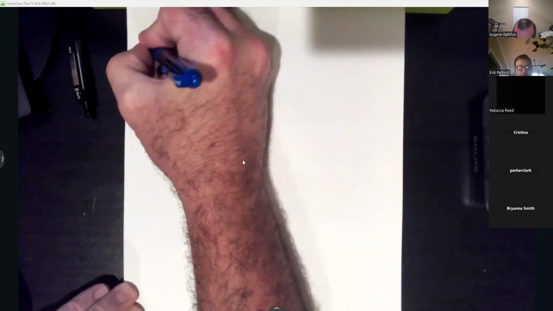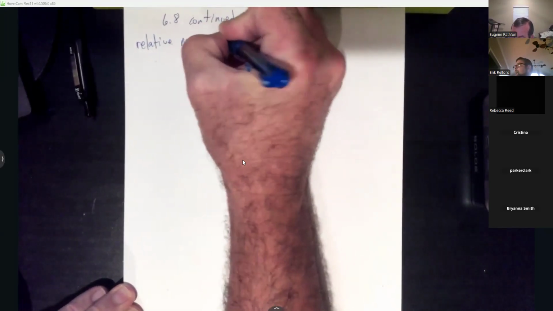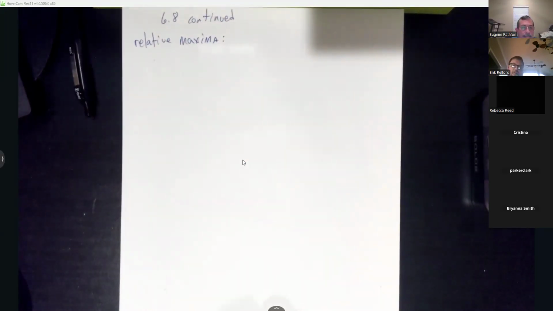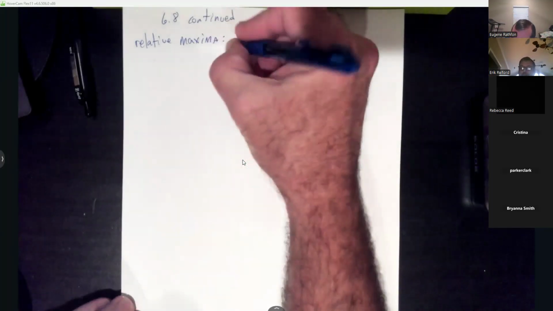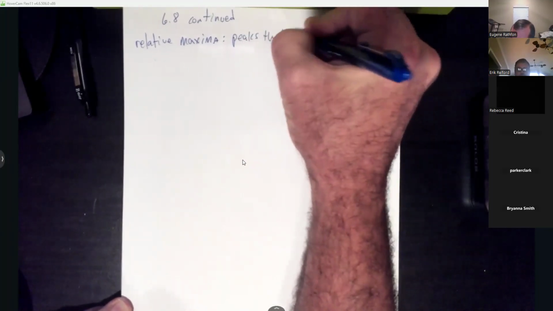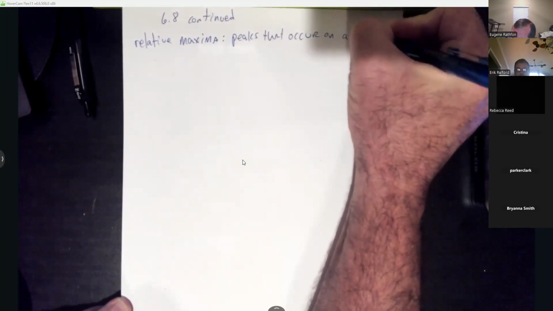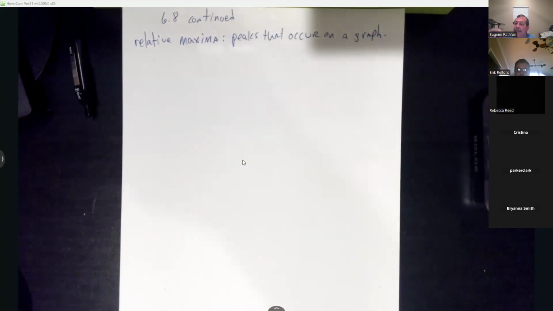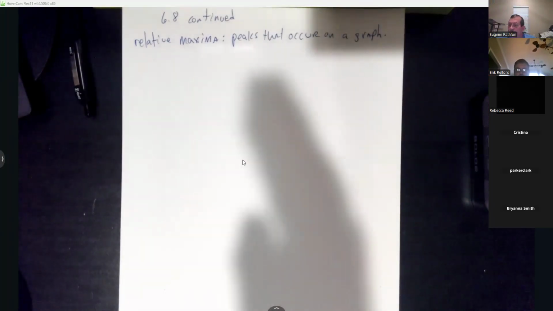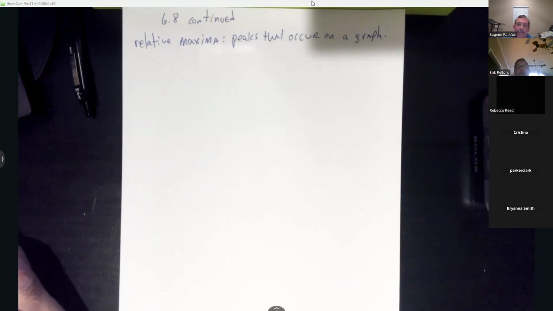So let me write those down. Relative maxima. All right, y'all. So a relative maxima, that's anywhere where you have any peaks in your graph. So that's going to be peaks that occur on a graph. Okay, so it's little bitty parts where it's going to make a hump like a mountaintop. So the maximas will actually be the little peaks there, okay?